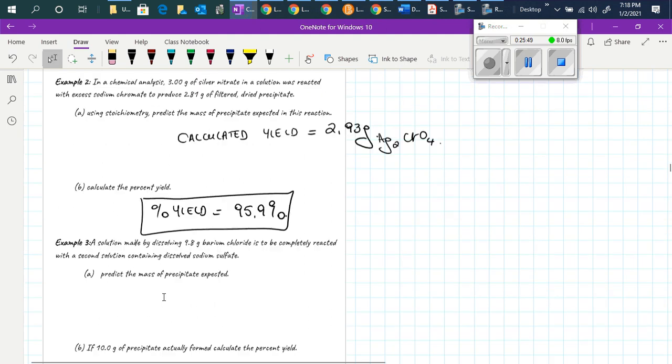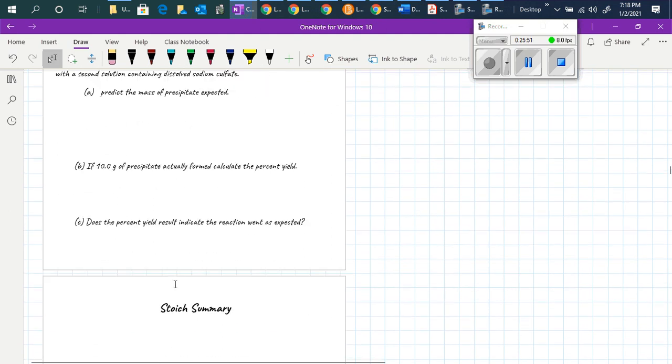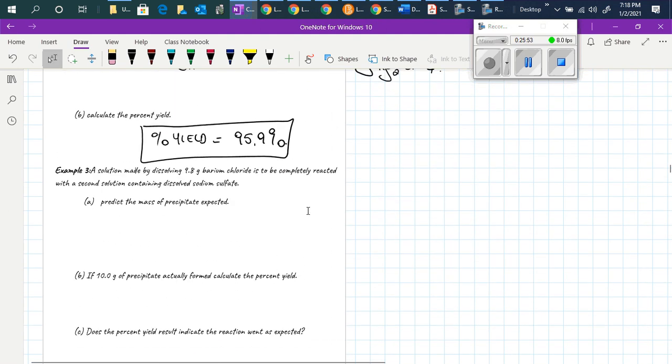You can try on your own Example 3. And this will conclude the lesson.